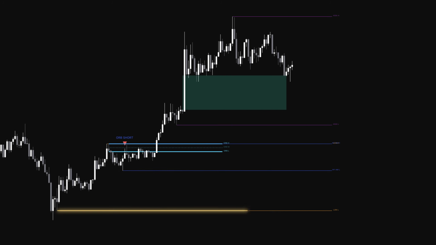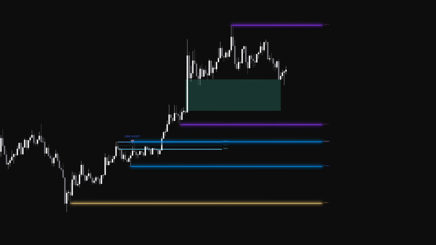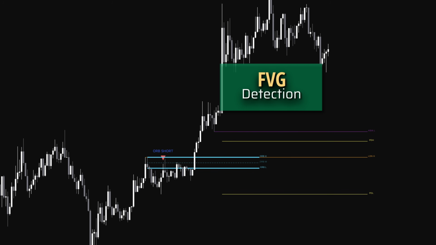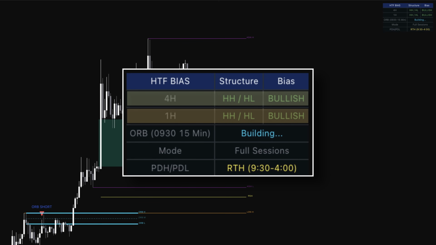The session levels provide context for where institutional order flow concentrates, with previous day levels acting as magnetic price points. The fair value gap detection adds another layer of confluence for entries. The higher timeframe bias dashboard analyzes market structure on 2 timeframes, showing whether recent swings are creating higher highs and higher lows for bullish bias, or lower highs and lower lows for bearish bias.